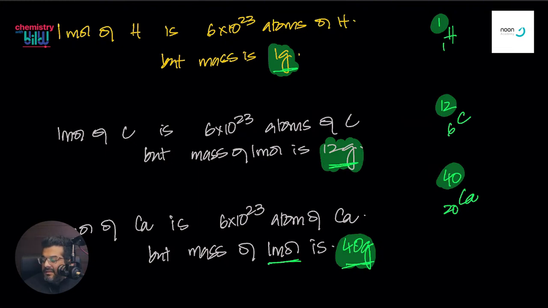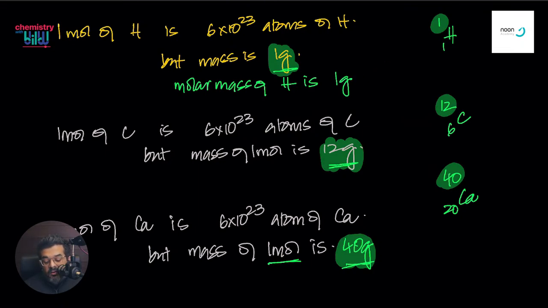Does it make sense? What I just said is that 1 mole of everything is the same number of particles, but their masses vary. And what do they vary to? The mass of 1 mole of anything is the same mathematical number as the relative atomic mass, but in grams. So if the relative mass of hydrogen is 1, the molar mass of hydrogen is 1 gram. In fact, the unit for molar mass is grams per mole.